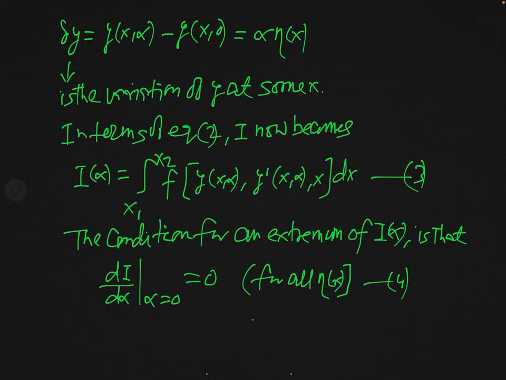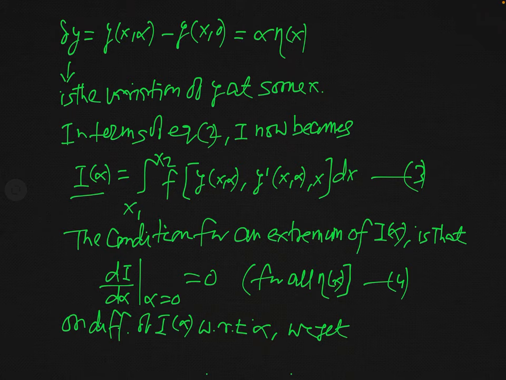Now we will differentiate this I of alpha, defined in equation 3, with respect to alpha, so that we will obtain dI by d alpha at alpha equal to 0. So you can see, on differentiation of I of alpha with respect to alpha, we get, see this equation carefully, and then you can easily find dI by d alpha.